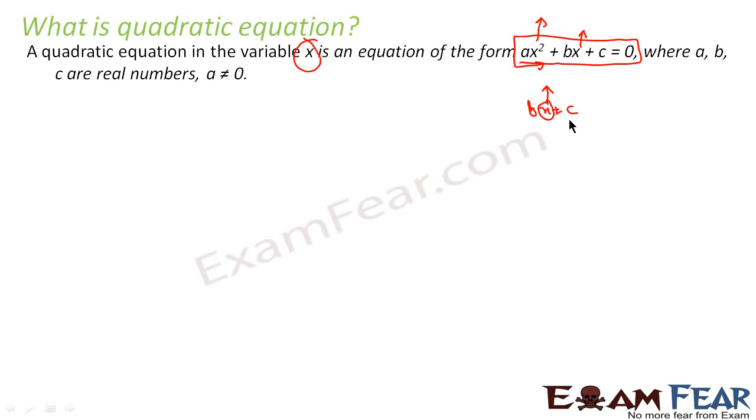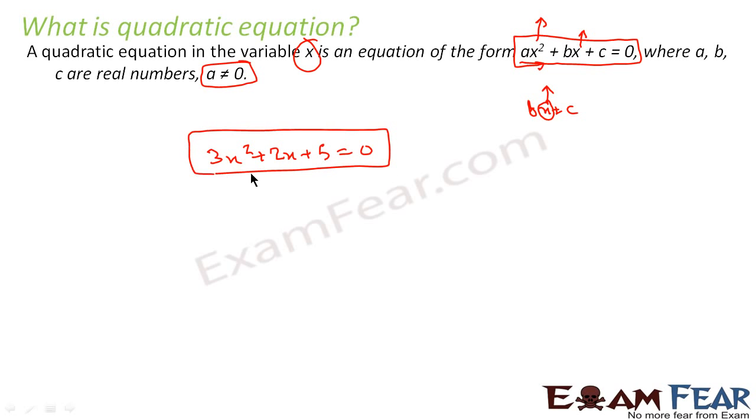Quadratic equation, as we have learned, is an equation where the highest power is 2. Here the highest power of x is 2. Thus quadratic equation of the variable x is nothing but equation of the form ax square plus bx plus c, where a, b, c are real numbers and a should not be equal to 0. Let me take some example. For example, 3x square plus 2x plus 5 is equal to 0. This is example of quadratic equation. Why? Because this is of the form ax square plus bx plus c, where a is equal to 3, b is equal to 2 and c is equal to 5, and where a is not equal to 0 obviously.